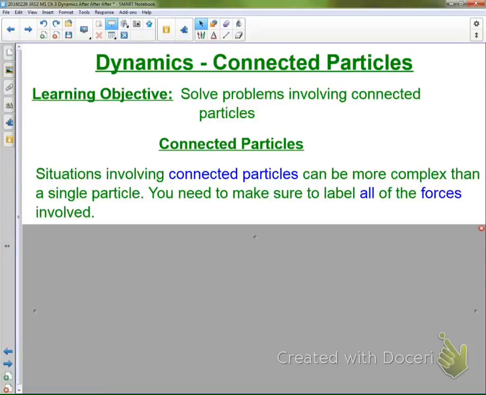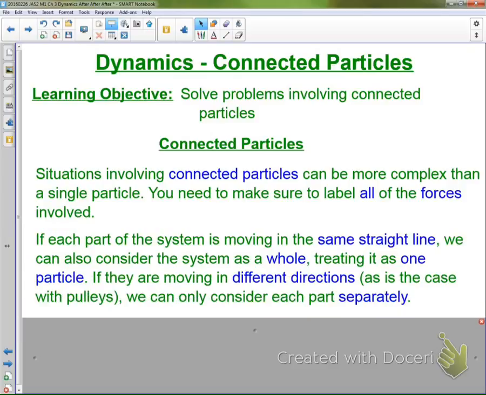In this part of dynamics, we're going to take a look at connected particles. Now these are probably the most difficult problems you're going to encounter in M1. They're going to make use of all of the skills you've picked up so far in this chapter. And it's very important to make sure that you label all of the forces involved.